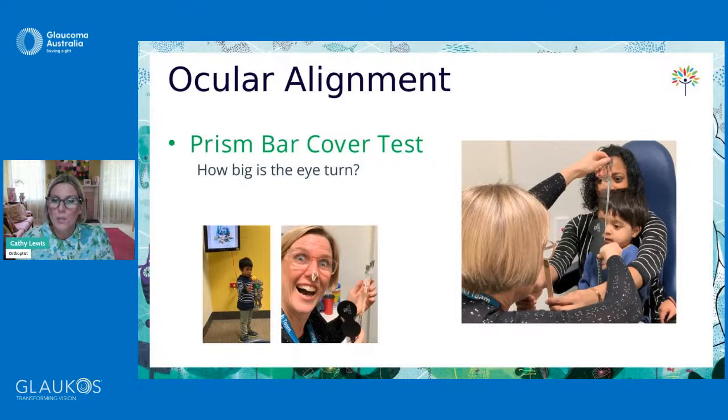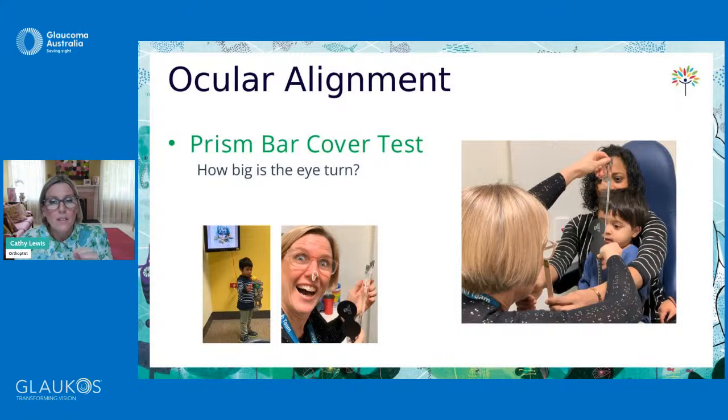Now, if we do find a turned eye, we can estimate the size of it by looking at the position of the light reflection in the eye. But the more accurate way is to measure it using prisms, and you need about four arms to do this test. So I often use siblings or parents to help, and cover my face in stickers to give the child something fun to look at up close.